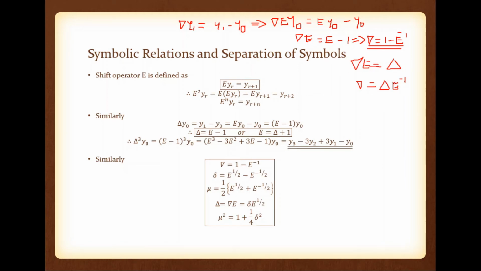So what are the equations you have to remember? You have to remember delta equal to E minus 1. One equation you have to remember. You have to remember del is equal to 1 minus E raised to minus 1. Then another relation, delta is equal to del E. Is it okay? So now, what is theta y 1 by 2? Theta y 1 by 2 is equal to y1 minus y0.